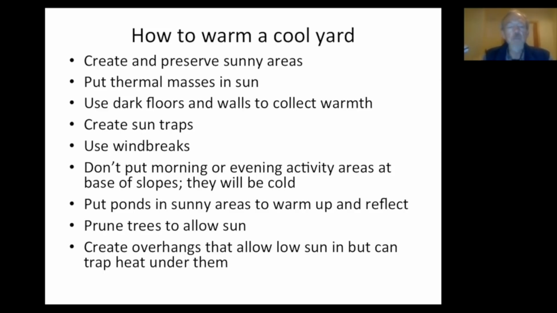Lots of different things. Properly pruning trees to let sunlight in. This last thing, creating overhangs. I'll often prune trees up to about 6 to 8 feet off the ground so that I can be underneath the trees and the low winter sun will come in under the tree. This would be more like a conifer tree that still has needles on it during the winter time. The low sun can get in underneath the tree, but the protection of that tree canopy over me keeps things warmer, so it traps heat underneath it. So there are all these great techniques for changing the temperature in your yard.